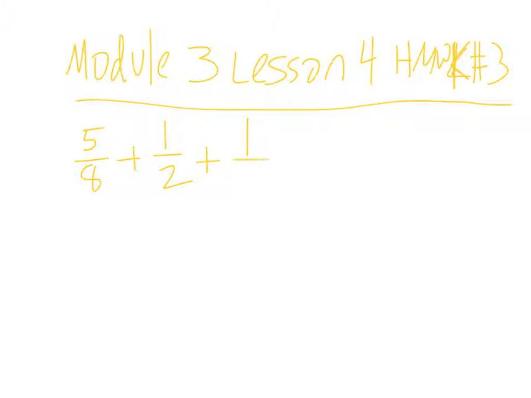Now, this is adding 3 fractions together, which I don't recommend. But what I do recommend is adding 2 of them together, getting an answer, and then adding that to the third fraction. Okay? Or, if you did want to add all 3 fractions together, you'd have to get a common denominator for all 3.